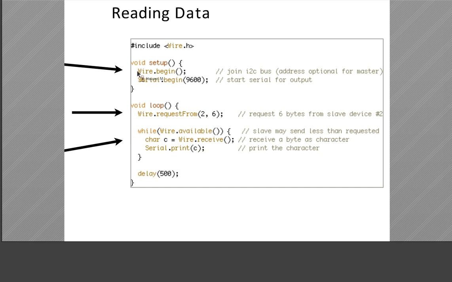Here in loop, wait, setup: wire begin, serial begin. In loop, wire request from the slave number 2, maximum of 6 bytes. While wire available, character C is wire receive.